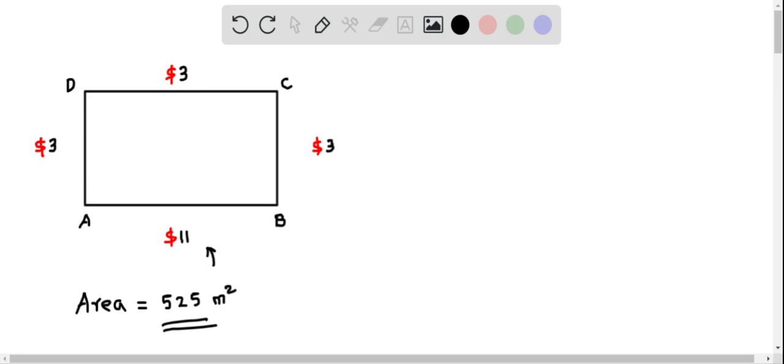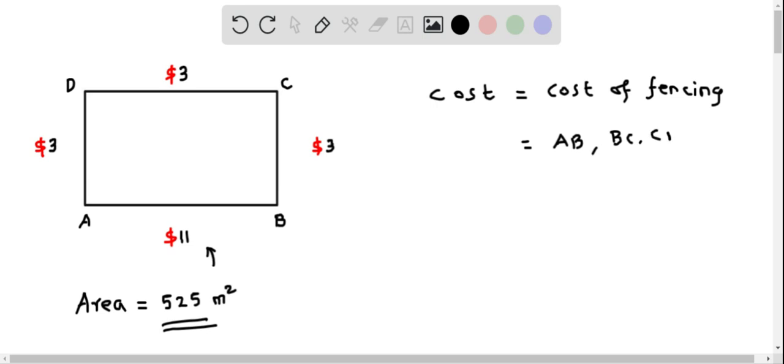So we have to first write down the cost function and apply the calculus method to determine the minimum cost. So first I'm going to write down the cost function. I can write this as cost, which equals the cost of fencing of each of the sides. That is the cost of fencing of all the four sides: side AB, side BC, side CD, and side AD.